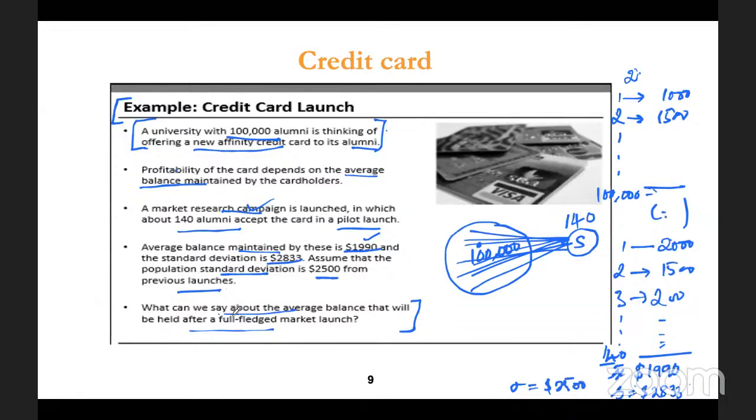Then what is the question here? The question is, what can we say about the average balance that would be held after the full-fledged market launch? That means if I give the credit card to all 100,000 students, what would be the average outstanding balance? That is the population parameter mu. What is the average for these 100,000 students? That is the question here. Is the question clear to everyone?